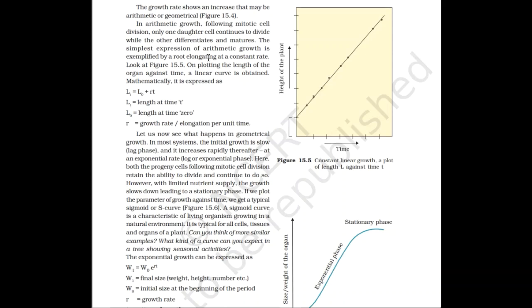The simplest expression of arithmetic growth is exemplified by a root elongating at a constant rate. Look at figure 15.5 on plotting the length of the organ against time. A linear curve is obtained. Mathematically, it is expressed as L = L0 + rt. L is length at time t, L0 is length at time 0, r is growth rate, elongation per unit time. On x-axis, time is represented, while on y-axis, height of the plant. And the straight line graph is obtained.